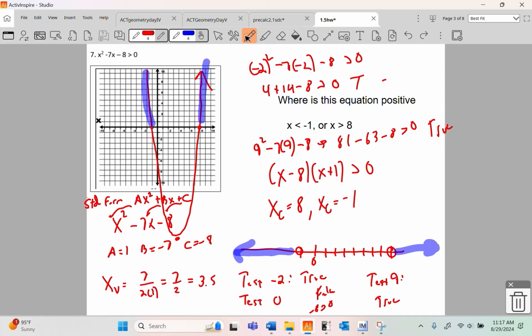Now, since I've got a number line, I may as well write out the interval. This is negative infinity all the way to negative 1, union with 8 to infinity.